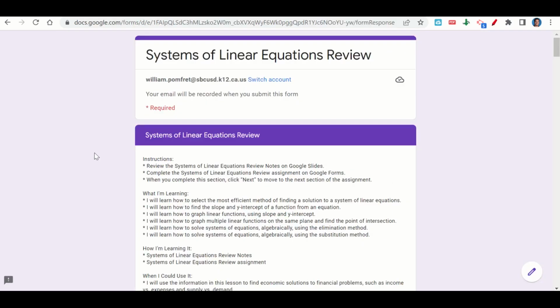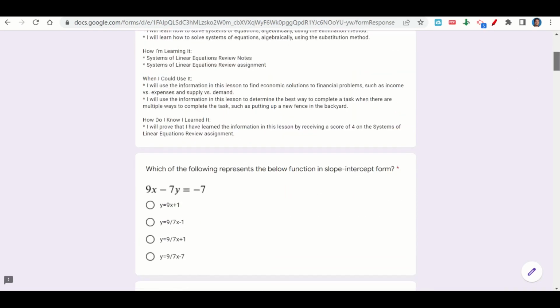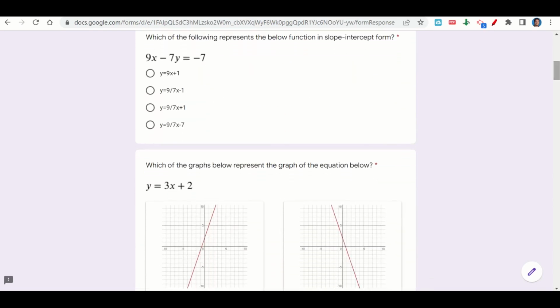Let's take a look now at the Systems of Linear Equations Review assignment. The assignment begins with our learning goals and success criteria. If we scroll down, we can take a look at the questions. The first one says 9x minus 7y is equal to negative 7. So I know I need to get y by itself, so I'm going to subtract 9x from both sides.